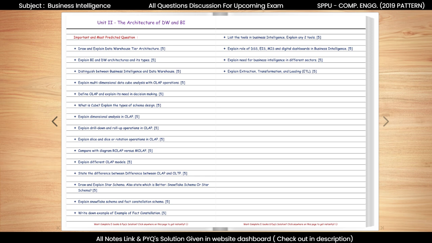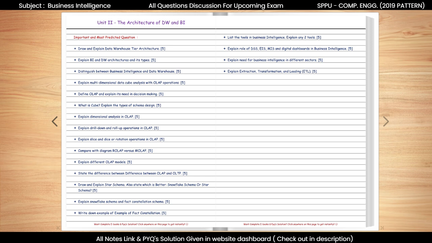Now, let us move on to our next important topic, BI and DW architectures. From this topic, we can expect questions such as, explain business intelligence and data warehouse architectures and its types. Business intelligence architecture focuses on analyzing and presenting data, while data warehouse architecture focuses on storing integrated historical data. BI architecture includes data sources, data warehouse, analytical tools, and dashboards. Data warehouse architecture can be single-tier, two-tier, or three-tier depending on how data storage and access are organized.